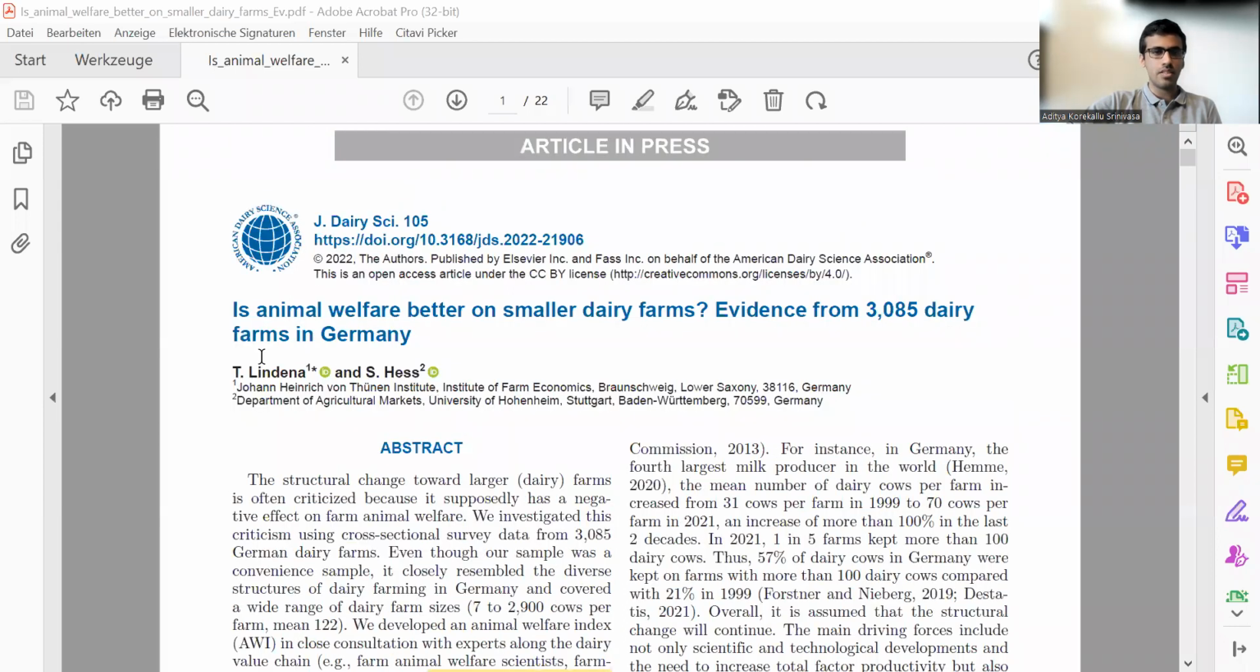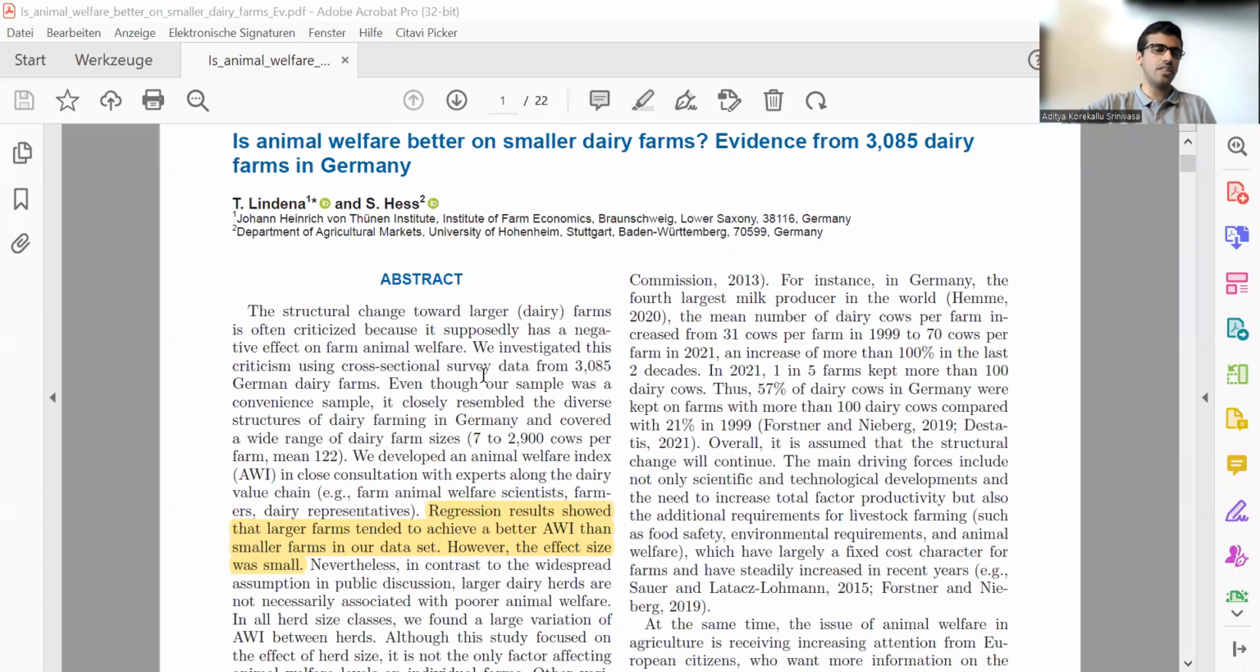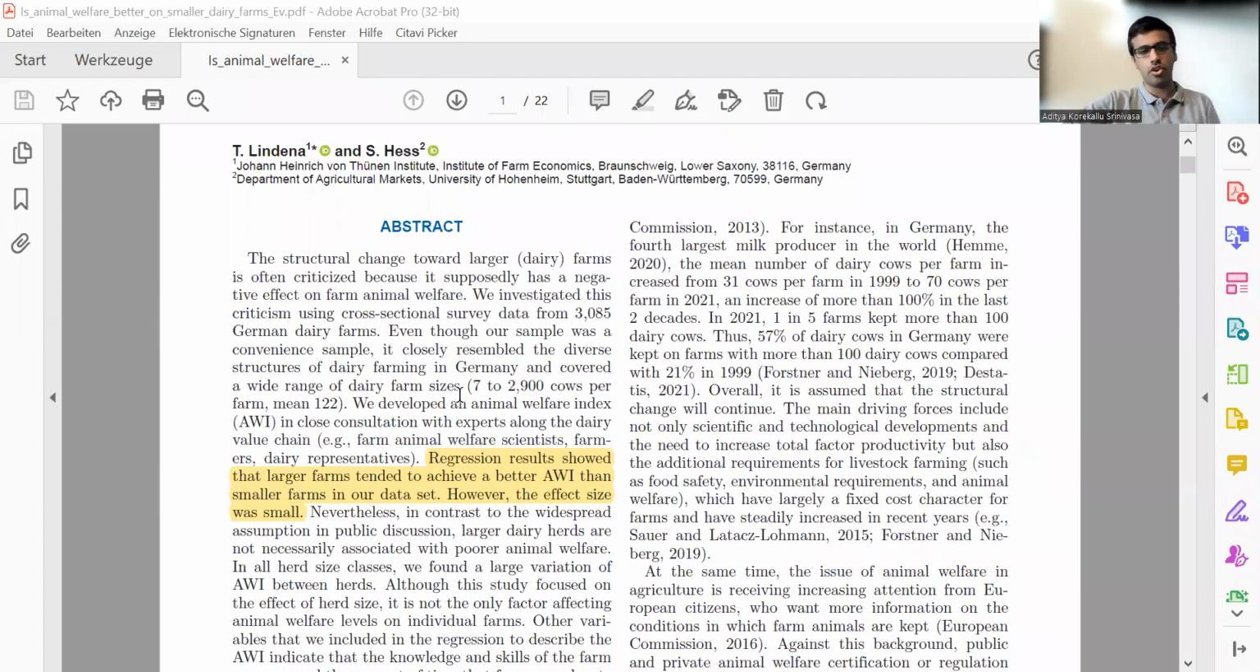So this paper is titled "Is Animal Welfare Better in Small Dairy Farms?" authored by Lindena and Hess. A recent paper published in 2023. In this paper, I'll talk through some of the important things which I mentioned in my talk.